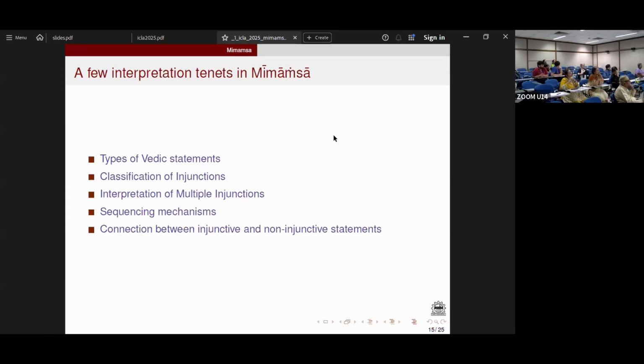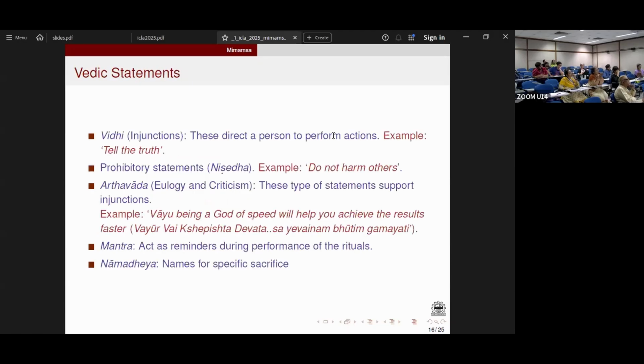And sometimes mostly you have injunctive statements, but there are also some non-injunctive statements. So how do you connect these injunctive statements with the non-injunctive statements? There again, there are certain rules. We will cover 1 or 2 of them, which we are currently using. Okay. So the types of Vedic statements, we have what are called Vidhi, Nishedha, Arthavada, Mantra, Namadheya. There are 5 different types of Vedic statements.